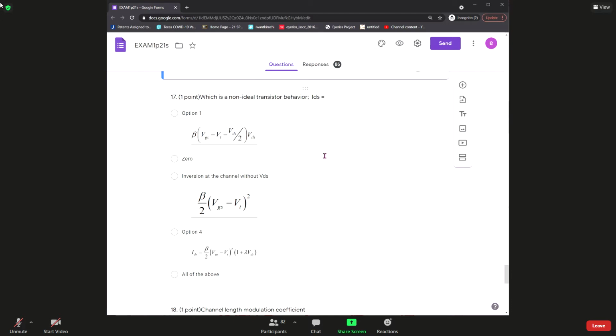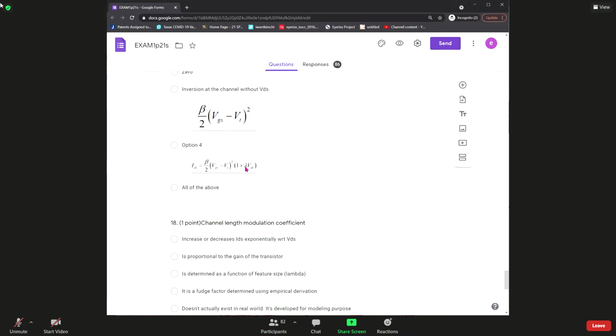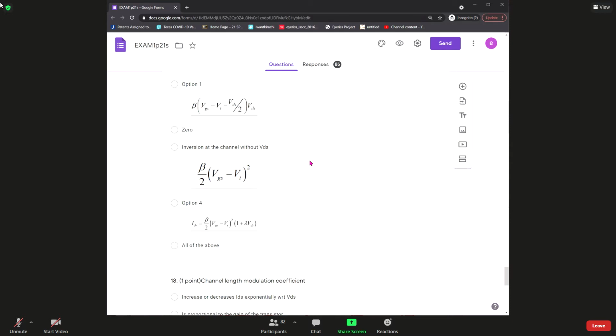But know that there are 3 equations. First one is always easy, 0. But 3 non-ideal, or 3 ideal transistor equations. And anything that deviates from those, you have a non-ideal situation. Like this, look at that. This is saturation. So we have a linear, 0, saturation, and then there's just saturation, but it's still modified a little bit.